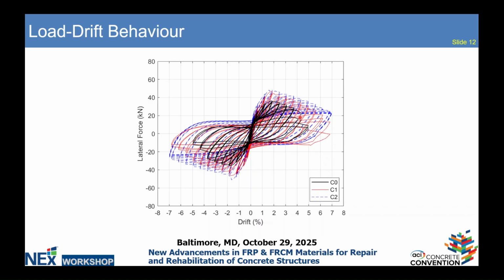As you could see here, this is the control specimen. We had a rebar buckling, and this is a drop in the load. We had similar observation for the column with one FRCM layer, but the column with two FRCM layers, we did not see any drop in the load.